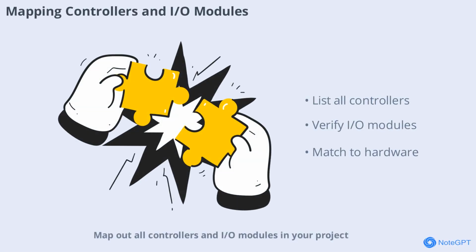Map out all controllers and I/O modules in your project. This involves verifying that each controller and module is correctly represented in the project and matches the physical hardware installed in the plant. Accurate mapping is essential for reliable operation and troubleshooting.